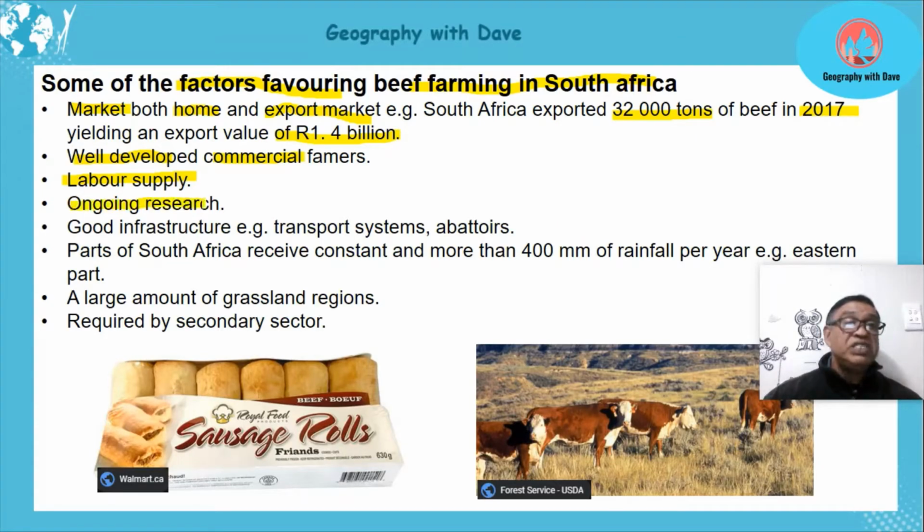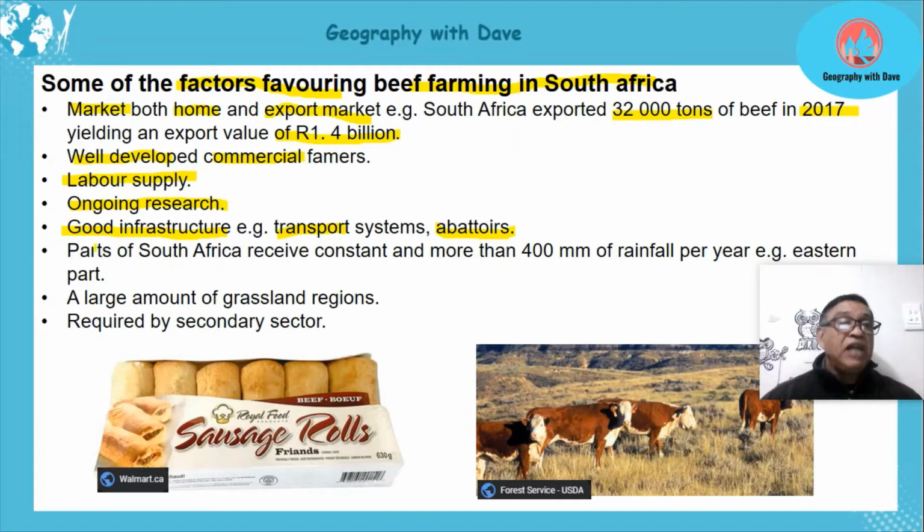There's ongoing research at various agricultural research centers in this country. So we do have ongoing research which improves the beef farming. A good infrastructure is needed for transport. I'm just giving you some examples here. Good transport systems to move from the farm to the abattoir, etc. Or even if you're exporting, we have our ports that we can export from or to neighboring countries. We've got good infrastructure leading to that. And then we have other things like a good system of abattoirs, etc., in our country.